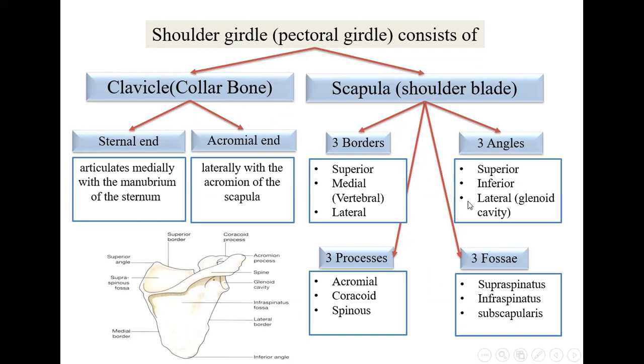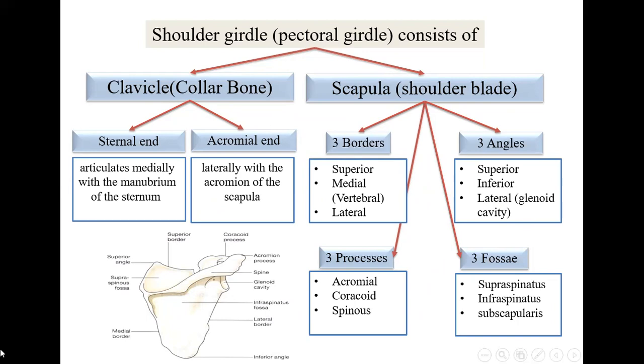Then we have three angles of the scapula. One is the superior angle. Then we have the inferior angle. Then we have the lateral angle. The lateral angle is not seen because it is covered by a cavity called the glenoid cavity. So there are three angles: superior angle, inferior angle, lateral angle, and three borders: superior border, medial border, and lateral border. I think you know the difference between the borders and the angles.